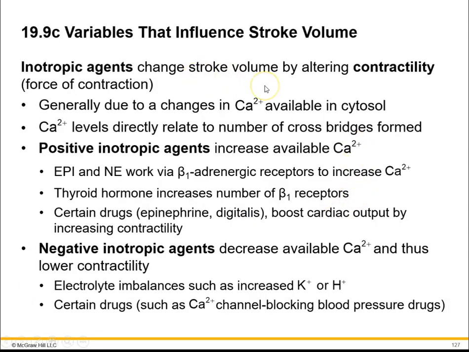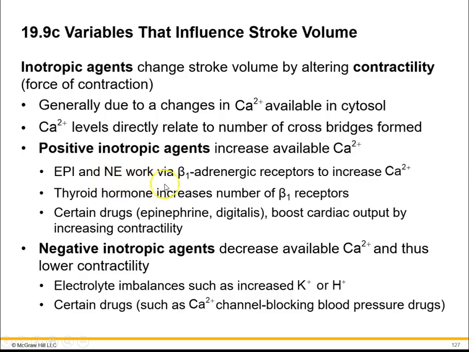All right, other variables that influence stroke volume: inotropic agents. Inotropic agents change the stroke volume by altering the contractility, or the force of contraction, of the heart. This is generally due to changes in calcium availability inside the cell. And calcium levels, remember, directly relate to the number of cross bridges that can be formed. So positive inotropic agents are going to increase available calcium. That's going to increase the number of cross bridges that can be formed and increase contractility.